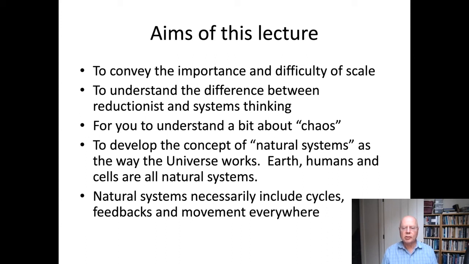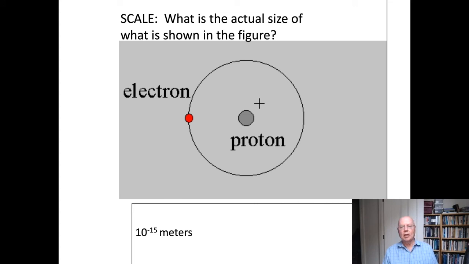And then we'll develop this concept of natural systems as the way the universe works. Earths, humans, cells, and galaxies are all natural systems. And natural systems naturally include cycles, feedbacks, recycling, and movement everywhere. So let's first turn to scale.